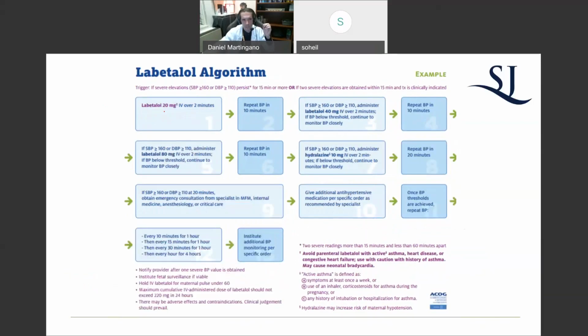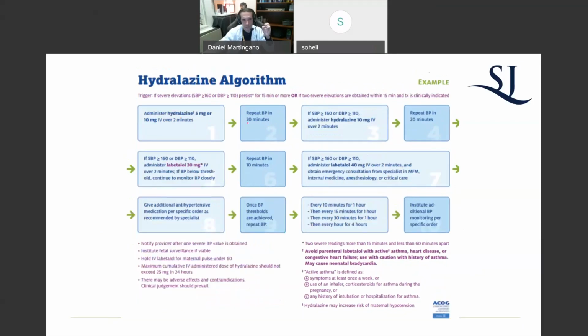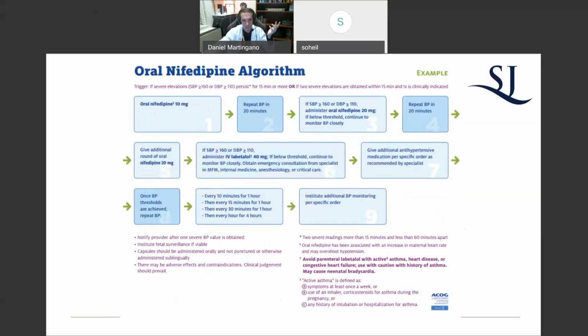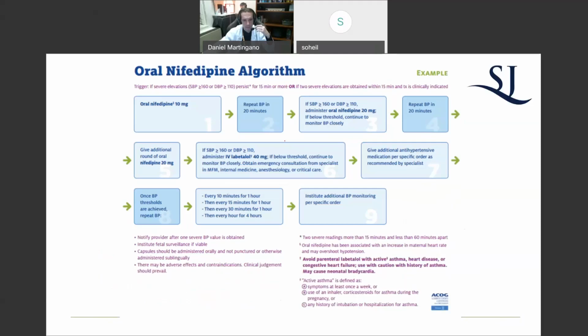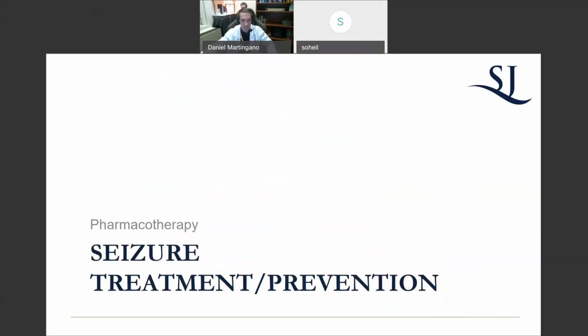Hydralazine is the same way. The only difference really is that with labetalol, you wait 10 minutes to repeat the BP, and with hydralazine, you wait 20 minutes. Okay, and the dosing is a little different. Same thing with immediate release nifedipine. Take a look at those just for your FYI, but this is not really high yield. It's high yield if you go into OBGYN as a residency, but it's not high yield for your shelf exams. Know the other things that I mentioned.